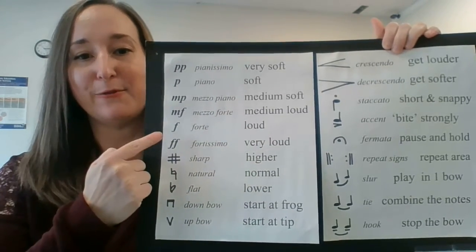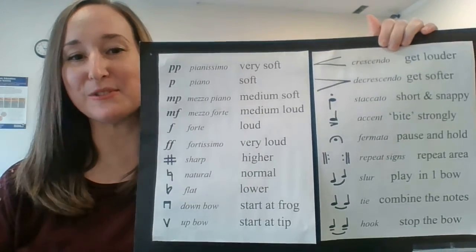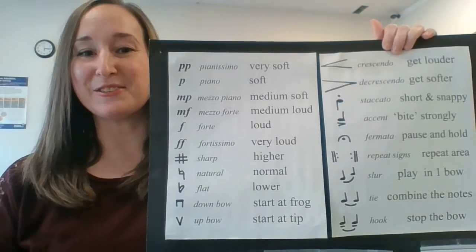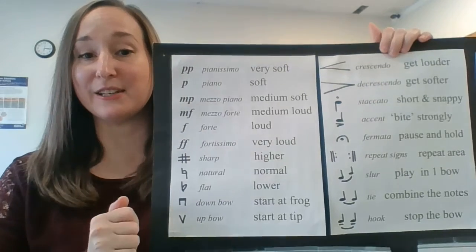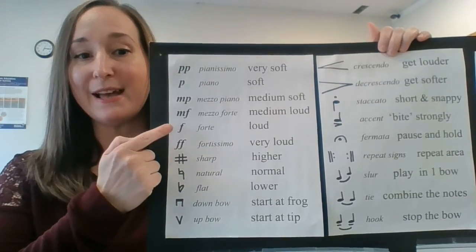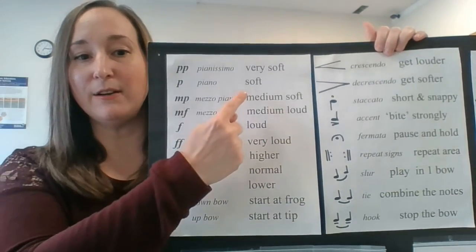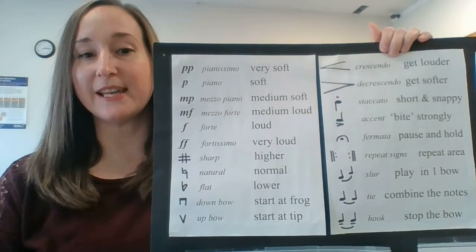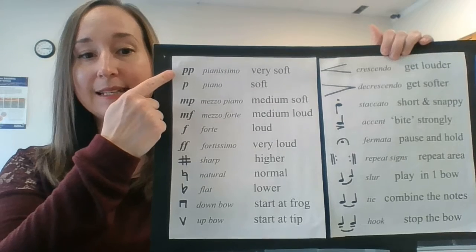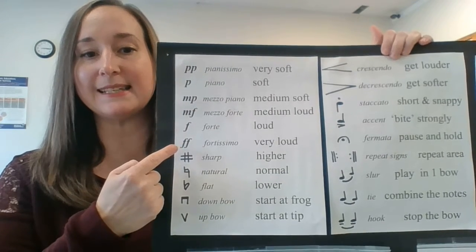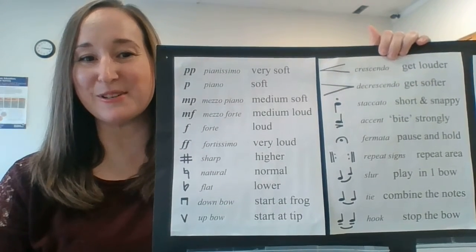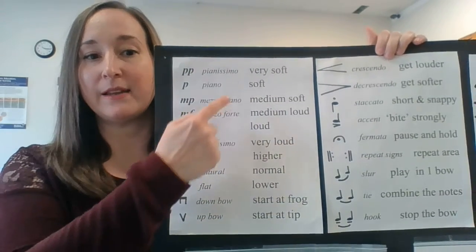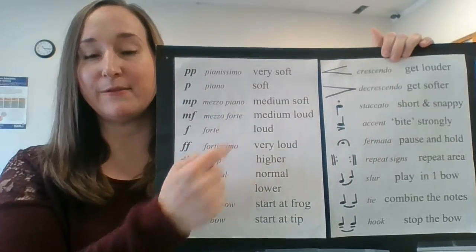Piano and forte are probably our most common dynamics. I think even the beginners know about these two. So you could choose to put a P anywhere in your music bingo card or an F to represent soft and loud. We also have variations to these, like pianissimo and fortissimo. Can you say those Italian words? Pianissimo and fortissimo. They mean very soft and very loud.